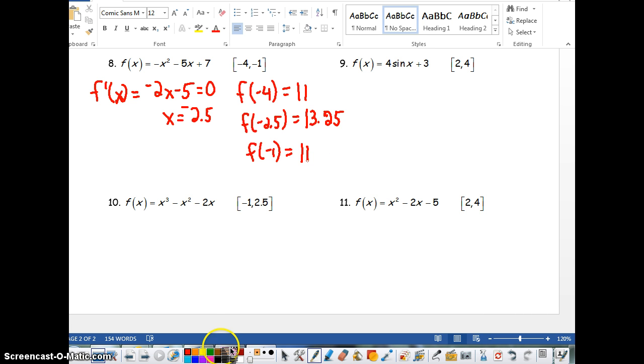So what does that tell me? That tells me that I have an absolute maximum right here at the -2.5, 13.25, so that's an absolute max. And I'm tied for the minimum, the lowest value, at the -4, 11 and -1, 11. So they are my absolute minimums in that section.